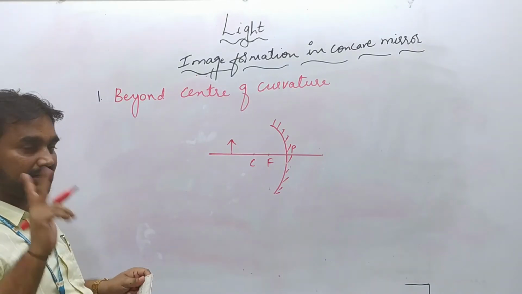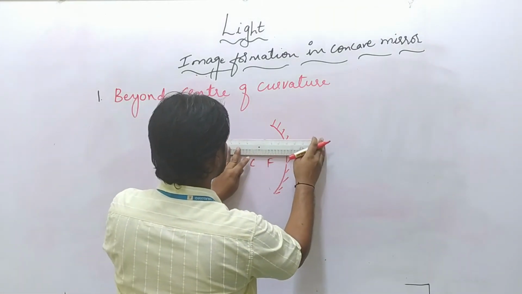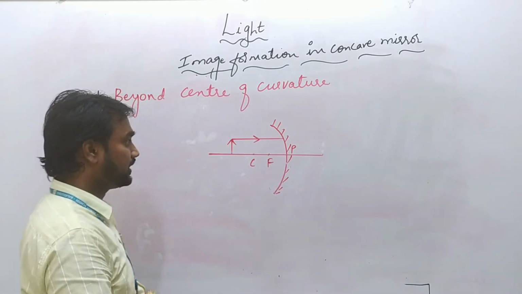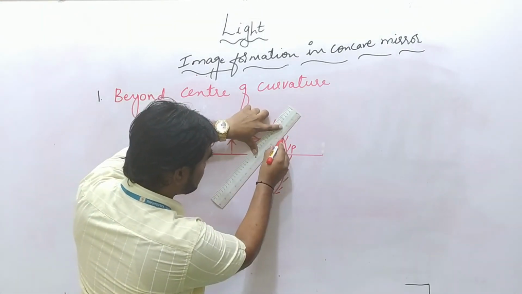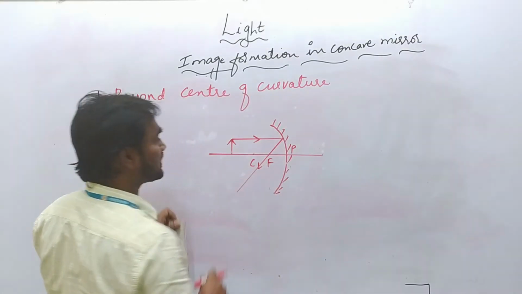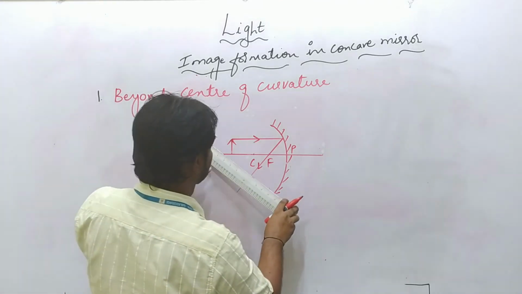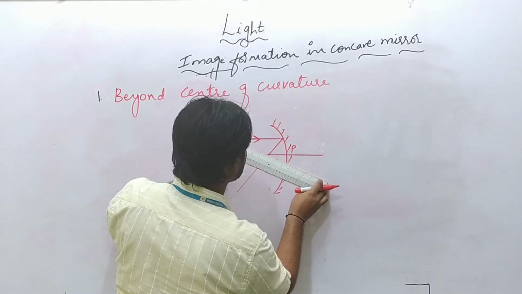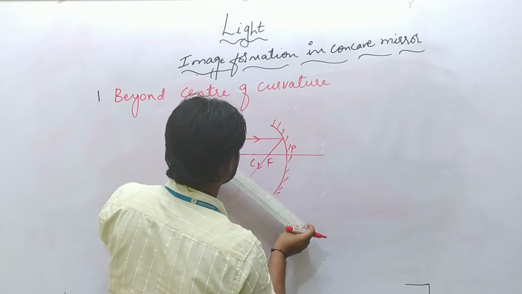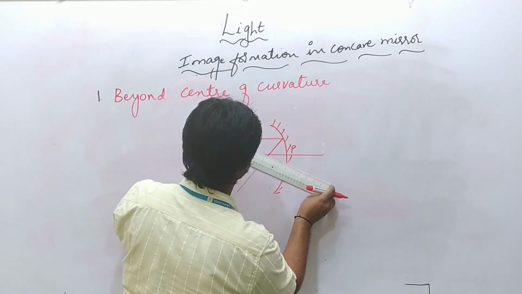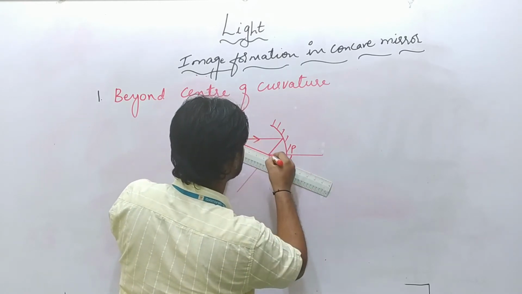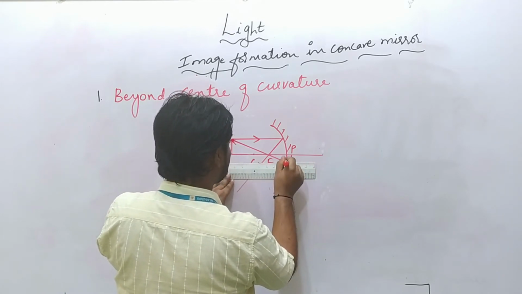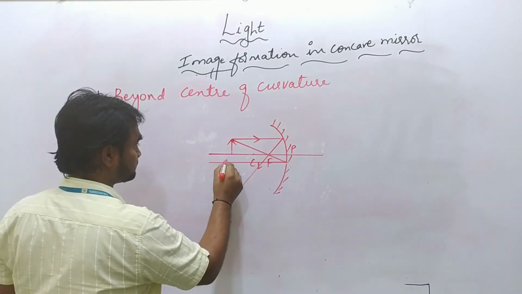So here I am going to follow two rules. One is, if the incident ray is parallel to the principal axis, then the reflected ray must pass through the principal focus. This is one. Second one, when the incident ray passes through the principal focus, then the reflected ray must be parallel to the principal axis. This is the reflected ray.